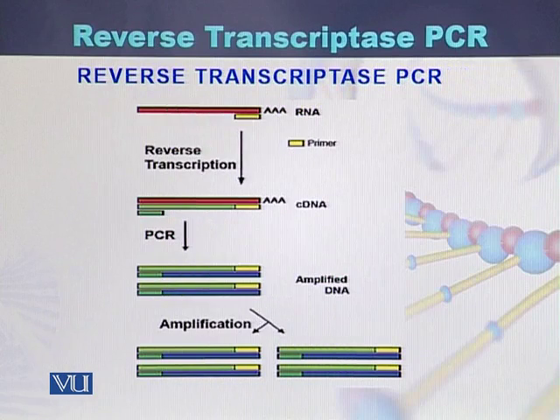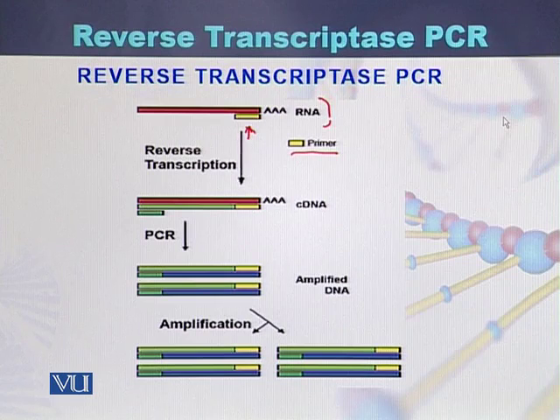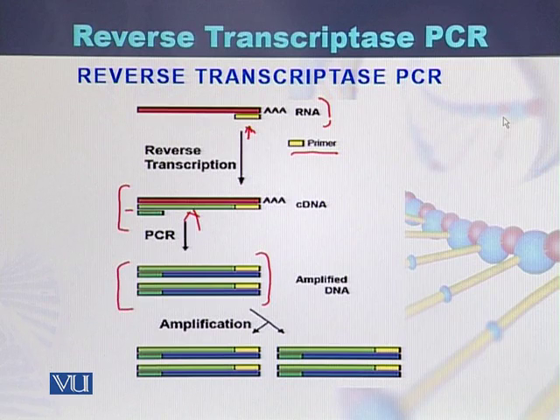Here we can see how reverse transcriptase PCR is performed. Here is RNA, which is in red color, and this is the primer. Primer will bind to the RNA here, and as a result cDNA is produced. This is RNA and this is the complementary strand. Once cDNA is produced, then there is amplification of the DNA. So this strand, this is the newly produced strand that is complementary to the messenger RNA sequence. So this is the amplified product.